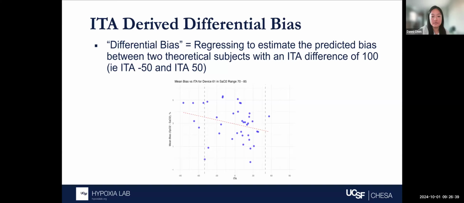The dashed line in red represents the linear regression line from these data, and the two dashed lines in gray represent ITA of minus 50 and 50. The differential bias can be viewed as the absolute difference between values of the regression line at ITA of minus 50 and 50, which in this example is approximately 1%. Next slide, please.